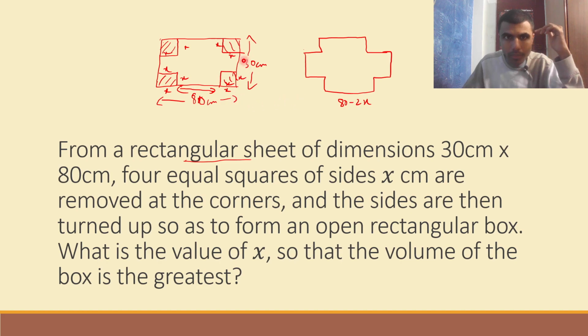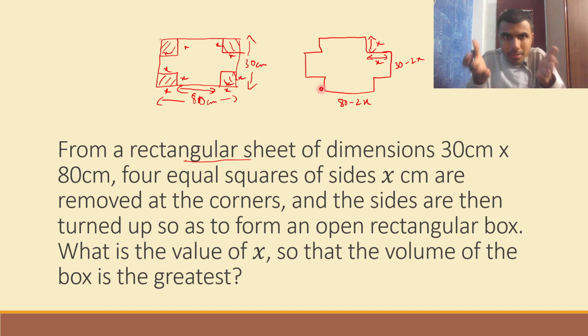Now next. What will be this? This is x. Again, this remaining portion will be 30 minus 2x. And see carefully. This height is nothing but x. This is x. This is also x. This is 30 minus 2x. This is 80 minus 2x.